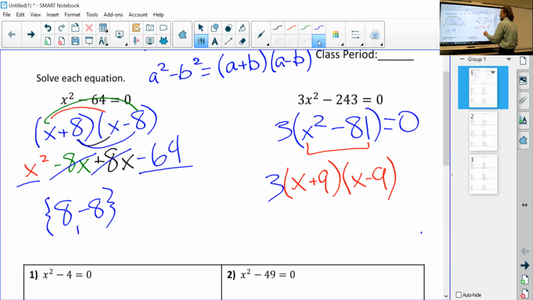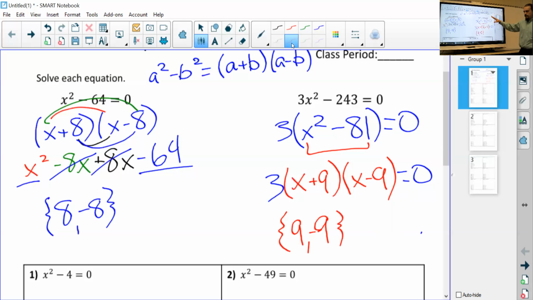We can leave this 3 over here if we want to. But really, this is our focus. X plus 9, x minus 9. Which means our roots are going to just be 9 and negative 9. Okay.